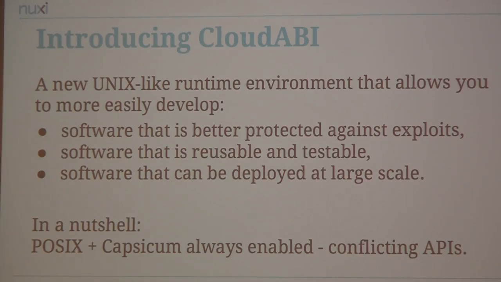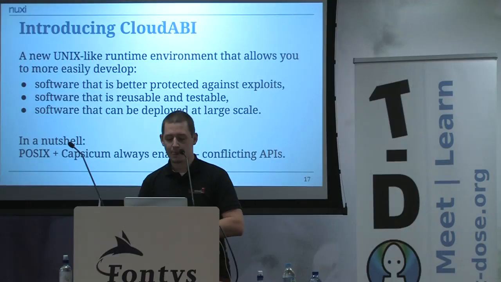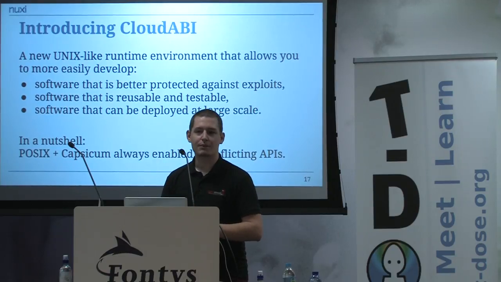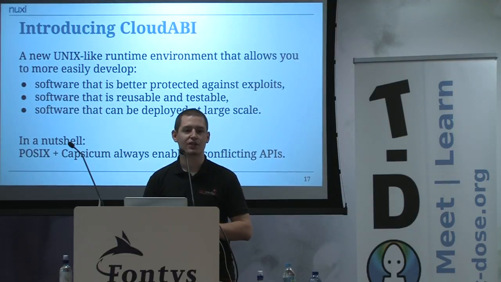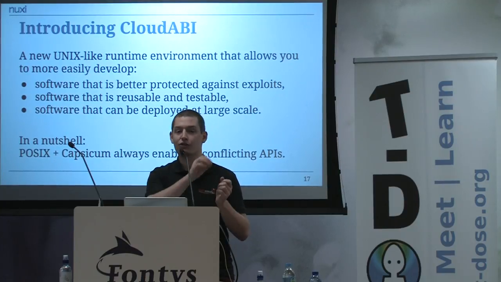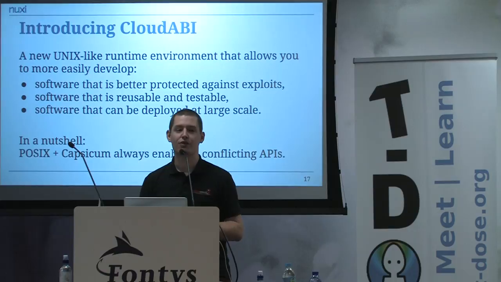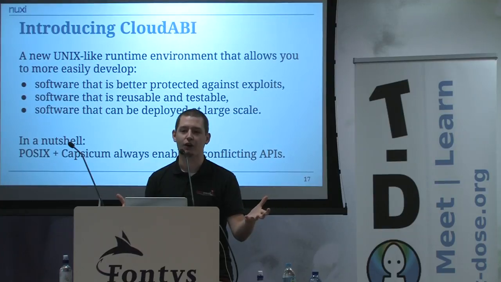CloudABI is something that I've developed that tries to tackle these issues. It is a Unix-like runtime environment that is built on the principles of Capsicum, but has all the features removed that contradict with Capsicum. So that means in practice that there is, for example, a read call where you can read stuff from files. There is an open at call that even allows you to open files underneath a directory if you happen to have a file descriptor. But there is no open system call that allows you to open an arbitrary file. There's also no socket call that allows you to create IPv4 or IPv6 sockets. All of those resources have to be provided up front.